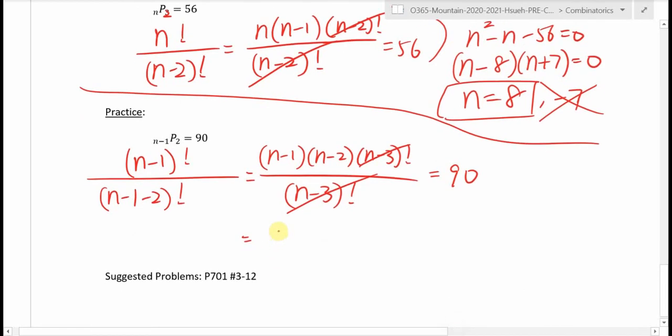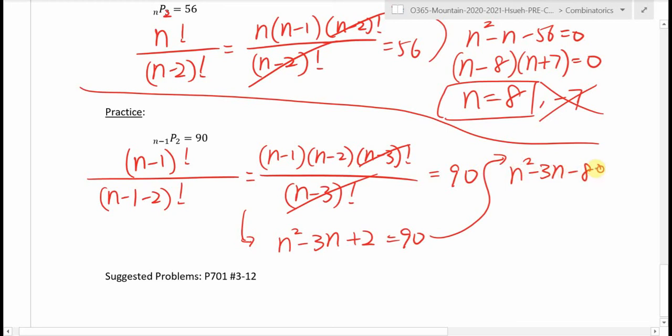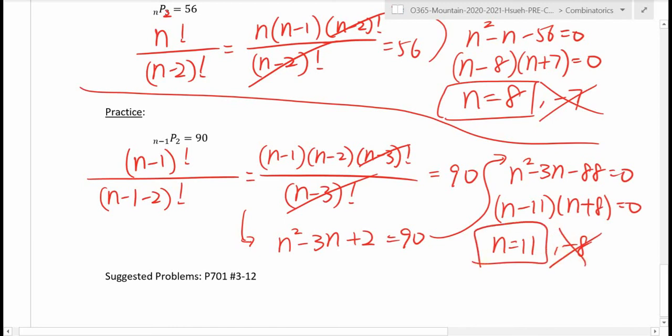Okay, and now we can expand this. You should get n squared minus 3n plus 2 equals 90. Move everything to one side to solve the quadratic. So minus 88 equals 0. You can factor this. It's going to be n minus 11 and then n plus 8. In this case, n equals 11 or negative 8. Again, negative 8 does not make any sense because n is the total number of objects. Therefore, n has to be 11.